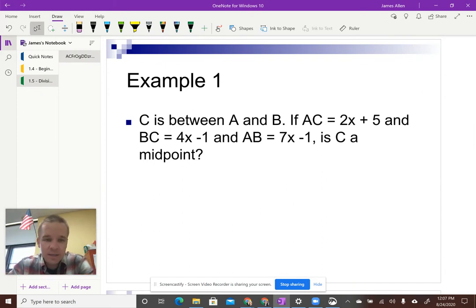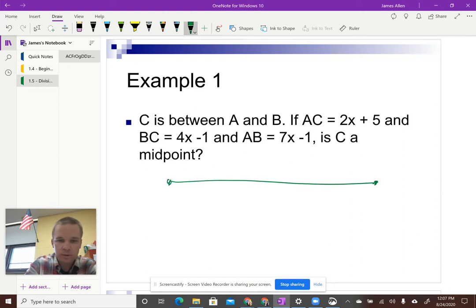So C is between A and B. Remember, between doesn't mean smack dab in the middle necessarily. If AC is 2x plus 5 and BC is 4x minus 1 and AB is 7x minus 1, is C a midpoint? Perhaps we draw a diagram. So I've got A and B, and C is somewhere in there. I'm not going to draw it smack dab in the middle. It might be. We don't know. We're trying to find that out.